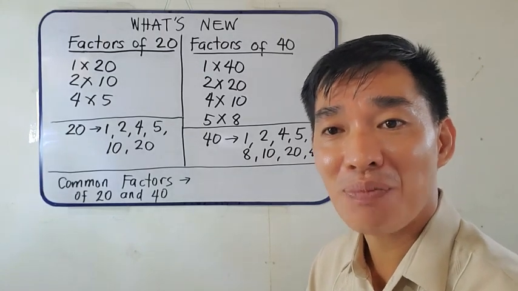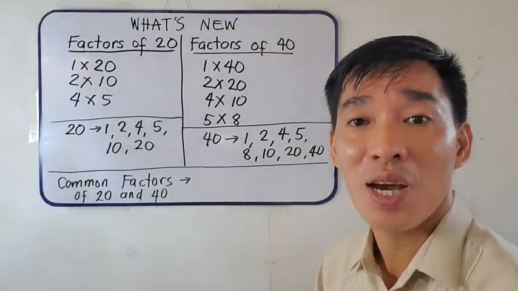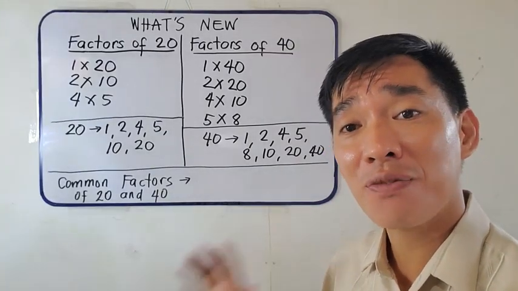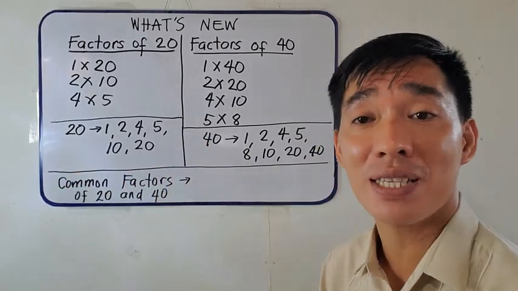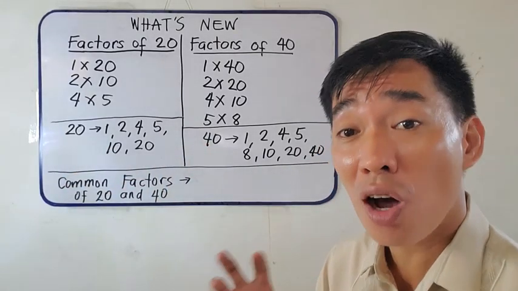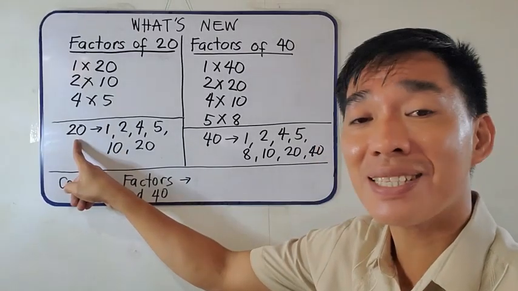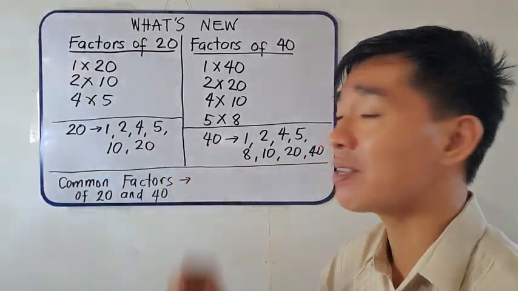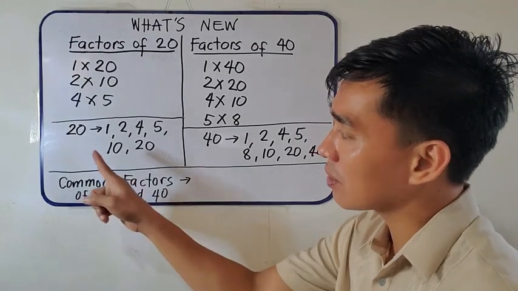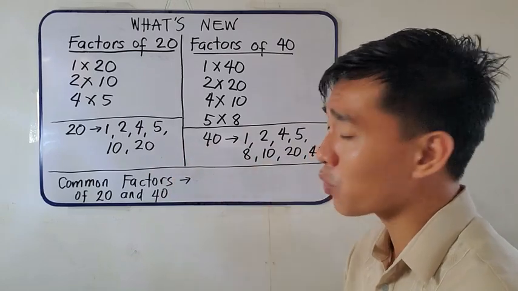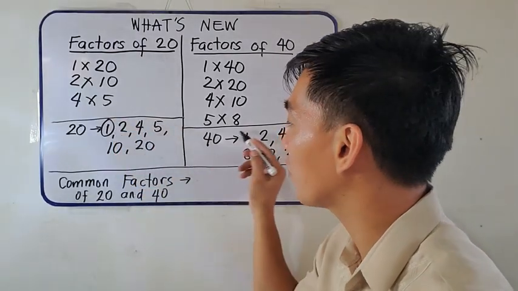The next step that we have to do is to get their common factors. When we say common factors, these are the factors that you see in 20 and at the same time are also factors of 40. That's why it is called common, because it could be seen in both the list of factors of 20 and the list of factors of 40. So what are the factors that are common to both 20 and 40? Exactly. The first one is, of course, 1.